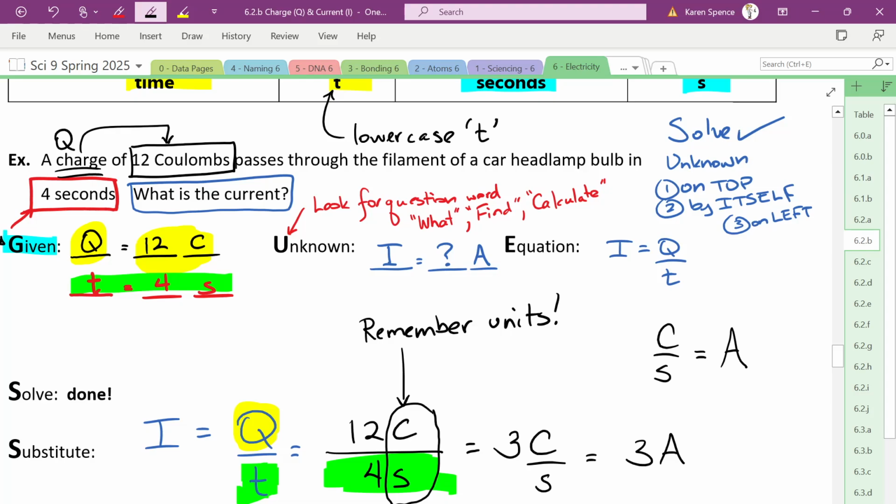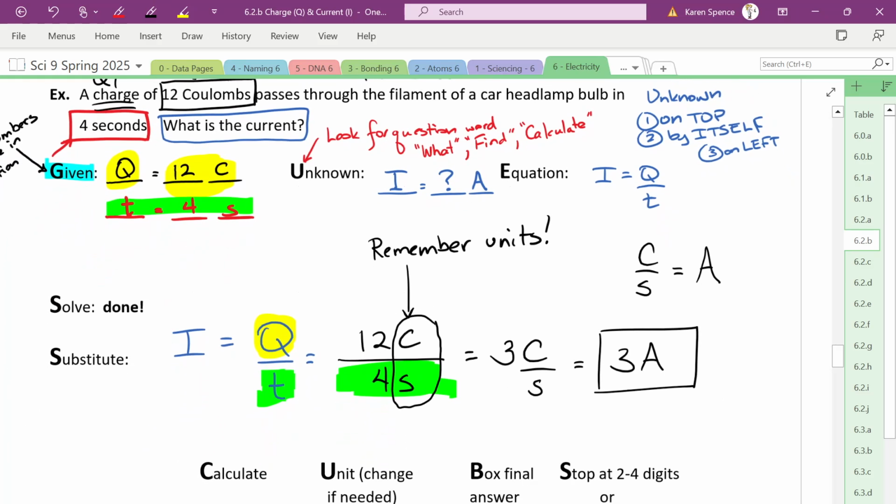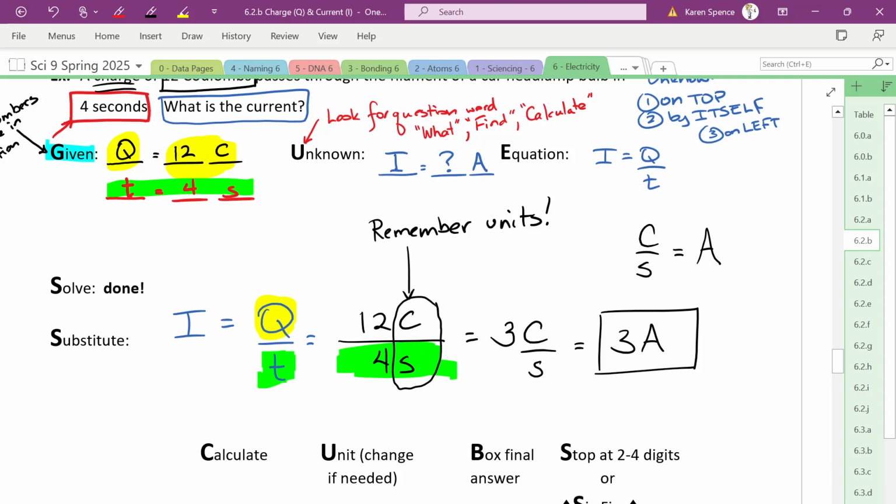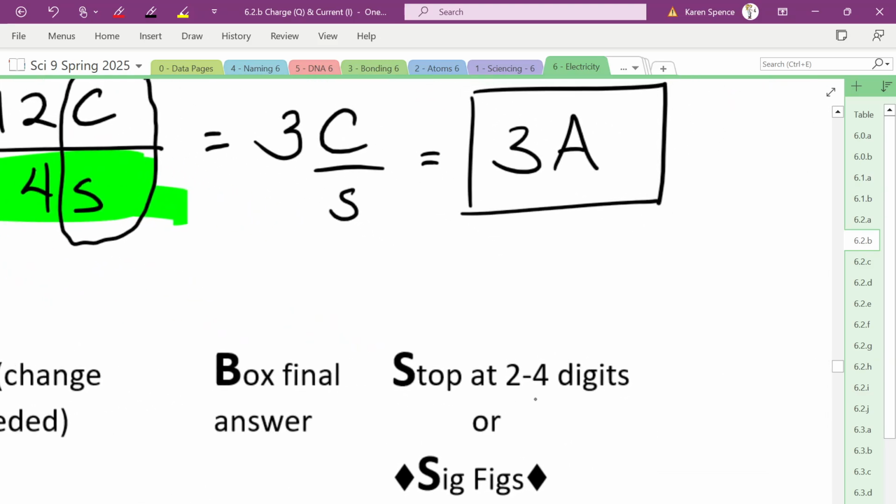So we've solved, we've substituted, we've calculated C. We've got our units everywhere. What is B? Box. And last but not least, our last S is we should stop at 2 to 4 digits, or 1 if it's a round number.